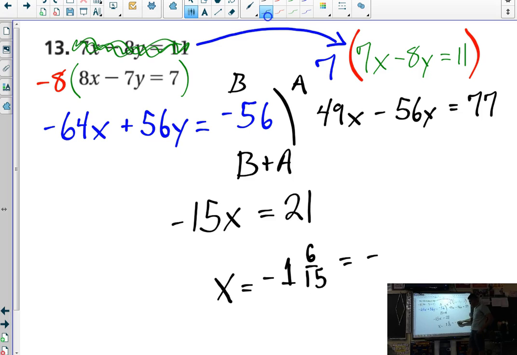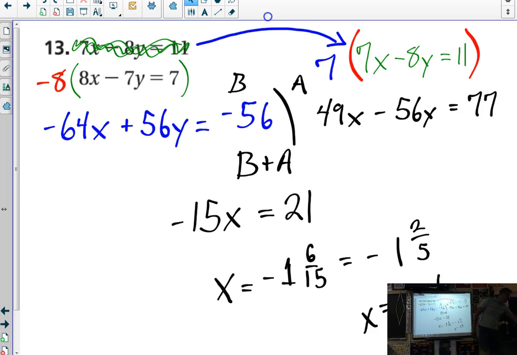This can reduce to negative 1 and 2/5. Ooh, that's not bad. So this is just negative 1.4. And then you can plug it in from there. Not terrible.